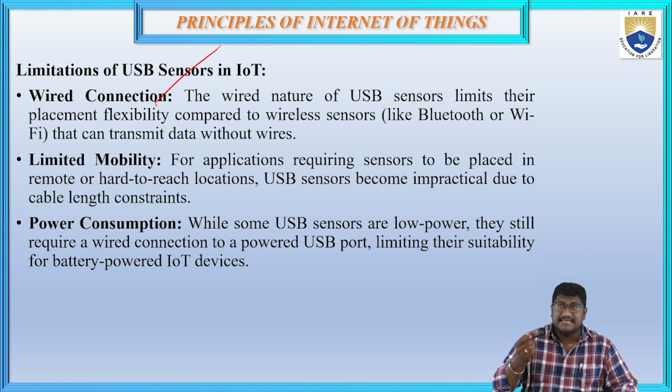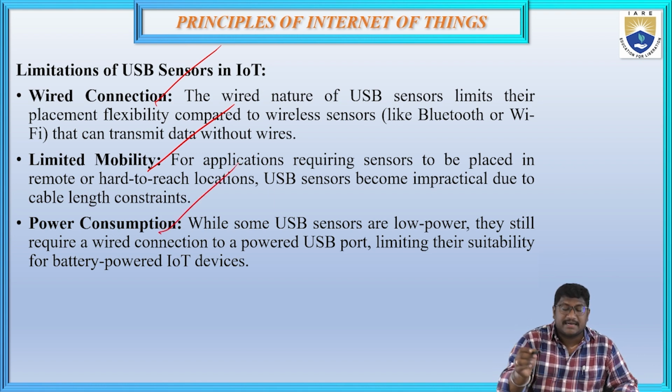USB, the Universal Serial Bus interface, is wired in nature, so the sensor limits placement flexibility, compared to wireless networks such as Bluetooth and Wi-Fi, by which we can transmit data without wires. And coming to limited mobility, some applications require sensors to be placed in remote or hard-to-reach locations, and USB sensors become impractical due to cable length constraints and also power consumption.